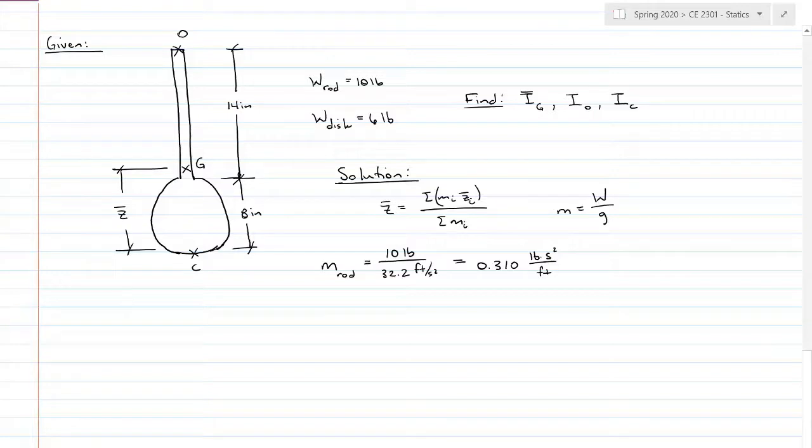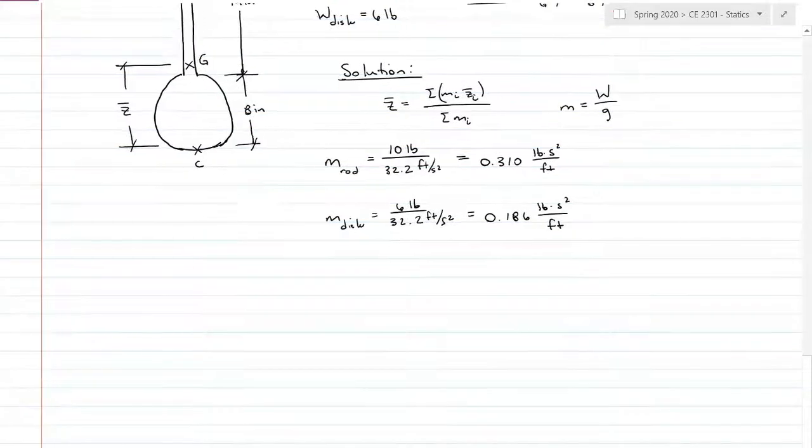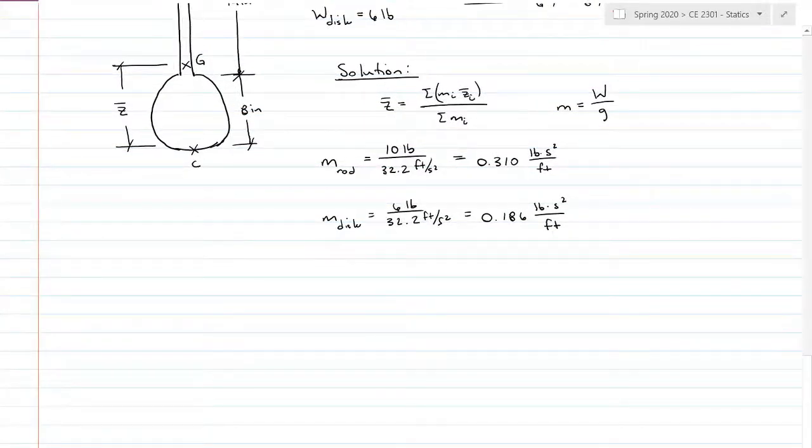And then the mass of my disc is going to be 6 pounds divided by 32.2 feet per second squared, which will be 0.186 pound second squared per foot. Now I have mass. Now I can find Z bar.